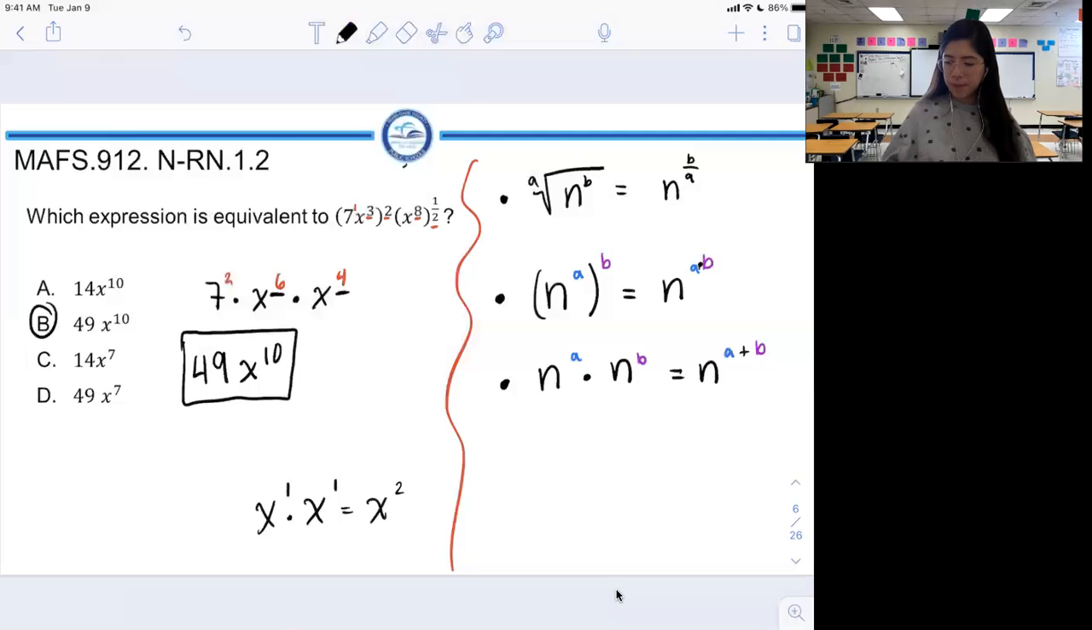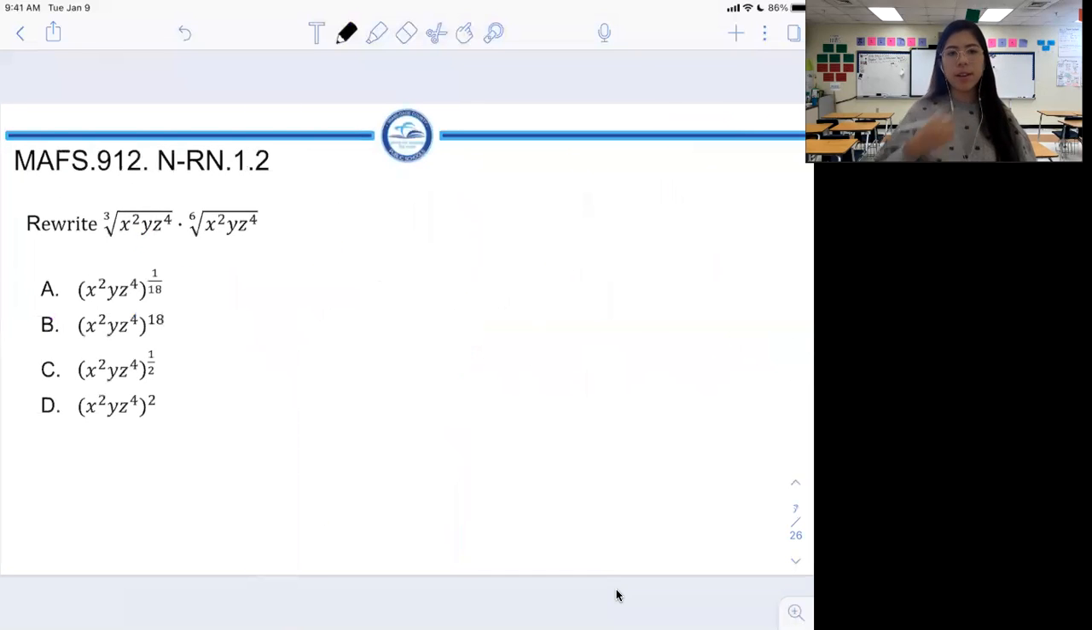Okay. Let's see what's up next. Okay, here's another crazy looking one. Looks insane, right? There's a lot going on. But in the answer choices, do I have radicals or do I have exponents? Both? In the answer choices, are there any radicals? No. Just exponents, right? So what we can begin by doing is let's turn those radicals into exponents, okay?